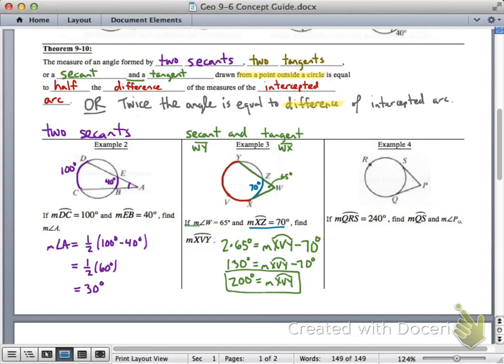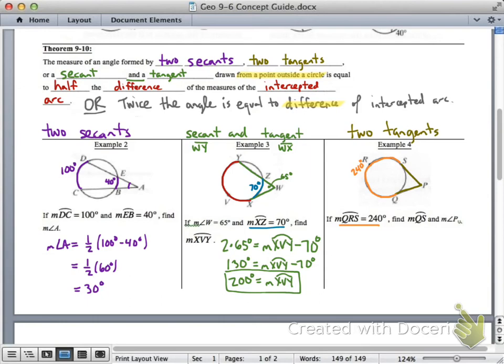So how is it different if we have two tangents instead of a tangent and a secant, or two secants? Well, really it's not different, except that if you have two tangents, it will cut off an arc plus the smaller arc. Together, it will always make an entire circle. But the formula works the same way.